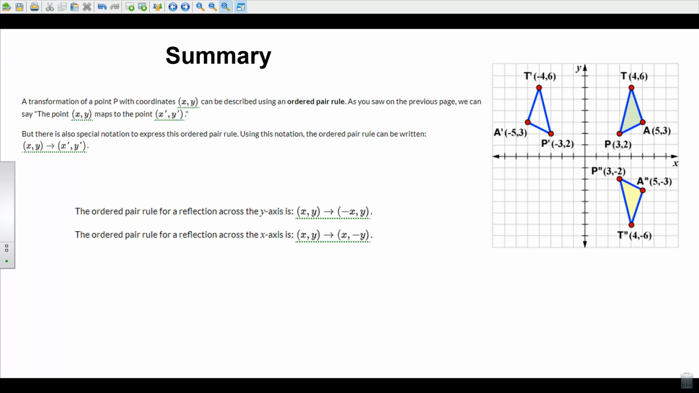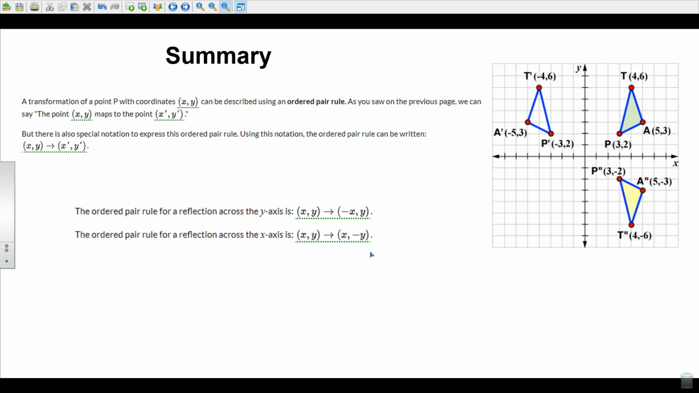There is another way to write this. It can be described using an ordered pair rule, it's called. There's a notation for this that looks like this. They just use this little arrow to show that it transforms into this. So here are the ordered pair rules for reflection across the y-axis. This means that an ordered pair transforms into this. So x changes sign, y stays the same. Across the x-axis, transforms into x staying the same, y changing sign to its opposite.